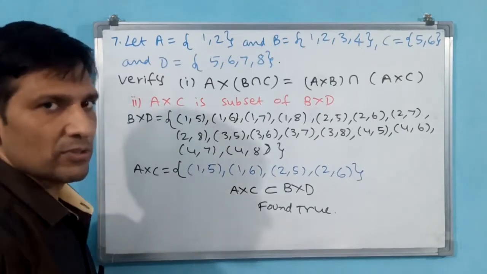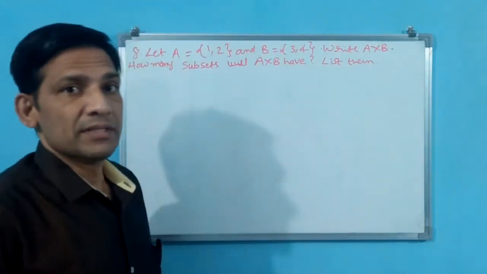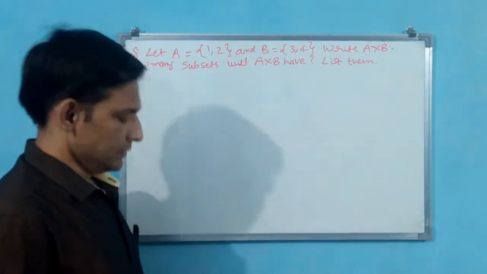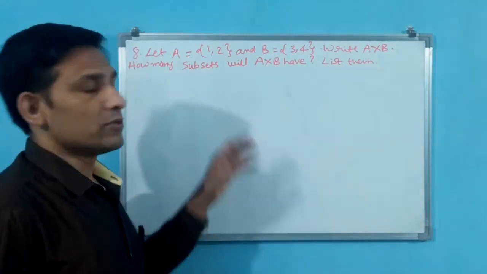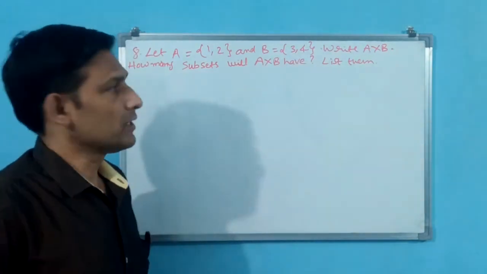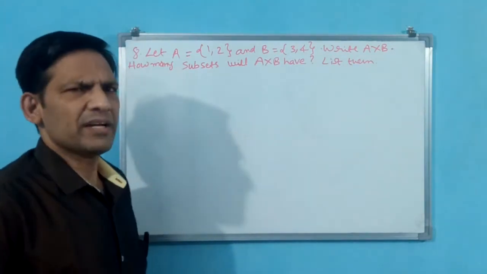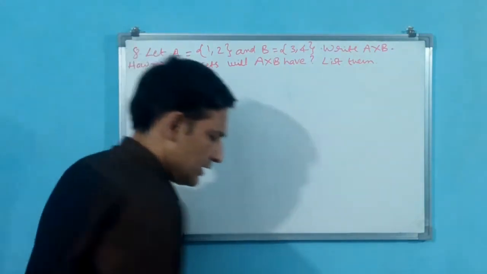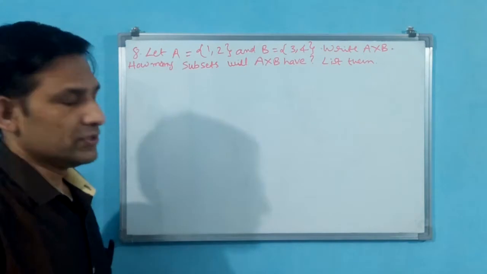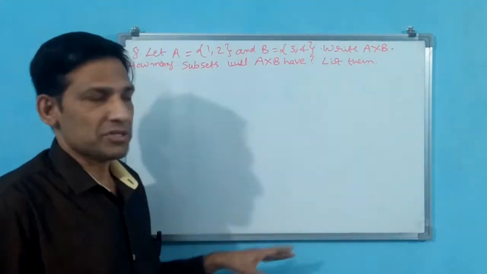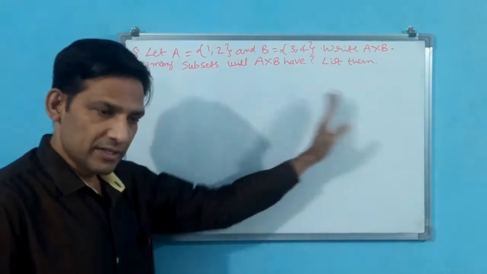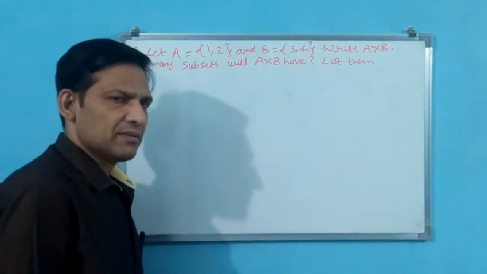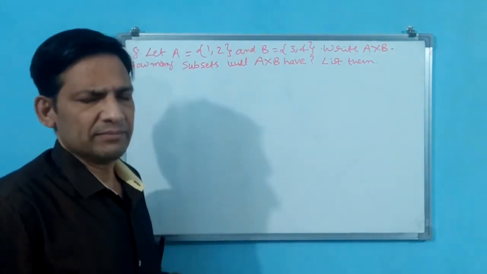We go for the 8th question. Students, please see the next question. Let A be equal to 1, 2 and B be equal to 3, 4. Write A cross B. How many subsets will A cross B have? List them. See here, 90% of the students are going to make a mistake with list them. Why? Because this is not an ordinary set of subsets. It is a Cartesian product's subsets. Lengthy items are there.